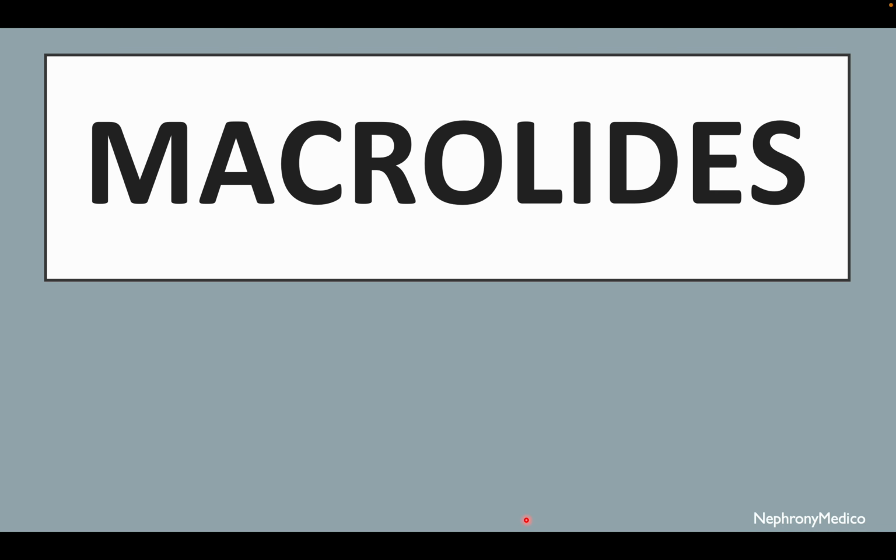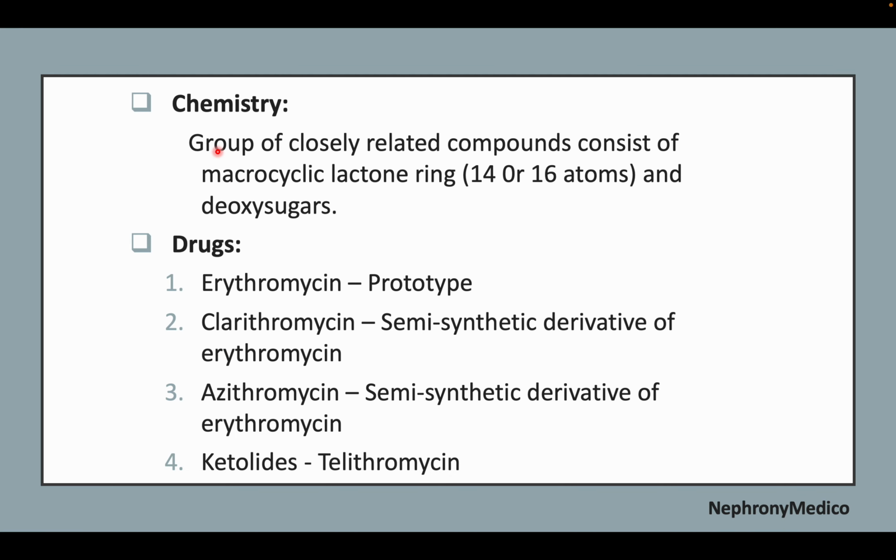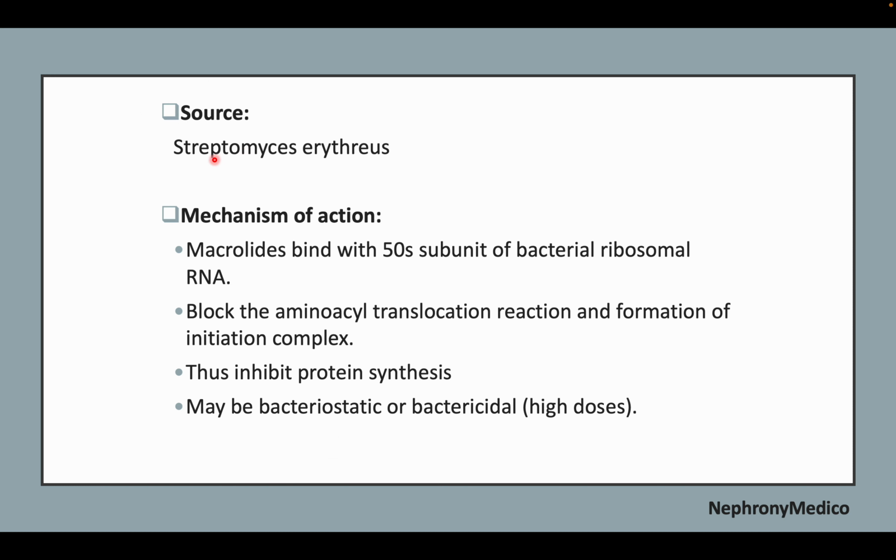Hello and welcome. Let's talk about macrolides. So, the chemistry is that it is a group of closely related compounds consisting of the macrocyclic lactone ring and deoxy sugars. The drugs in macrolides include erythromycin, clarithromycin, azithromycin and ketolides. The source is Streptomyces erythraeus.